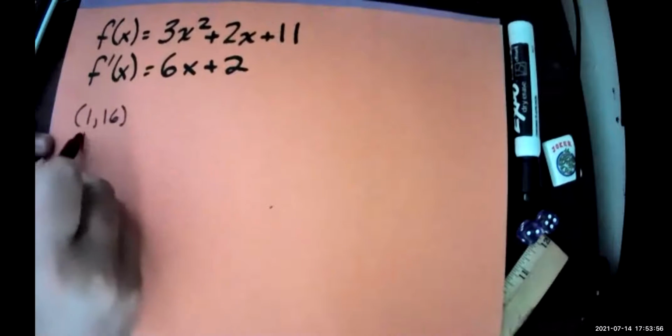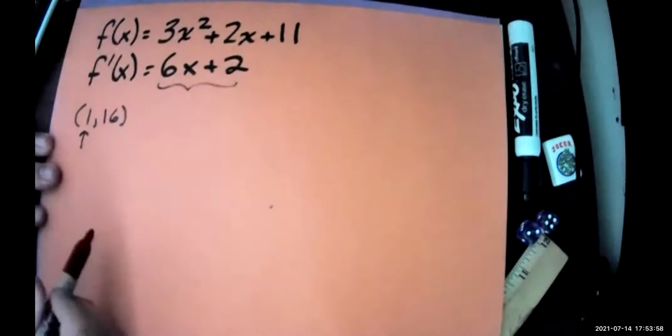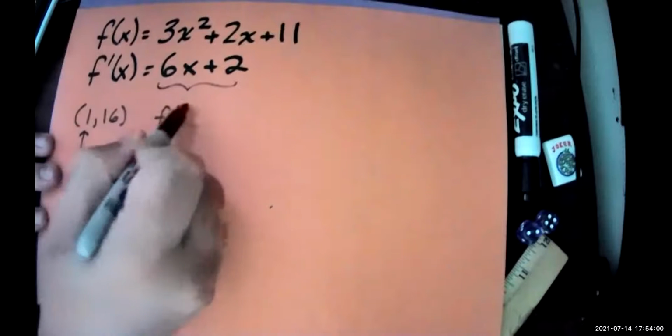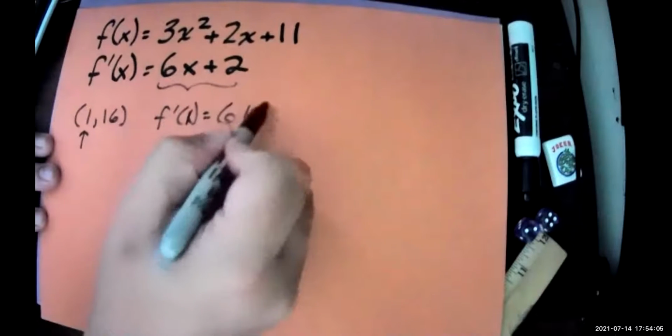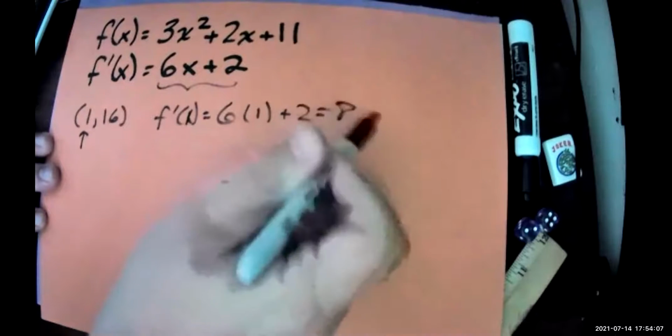I'm going to use the x value here because this formula calls for the x value. What is f prime of 1? It would be 6 times 1 plus 2, giving you an 8.